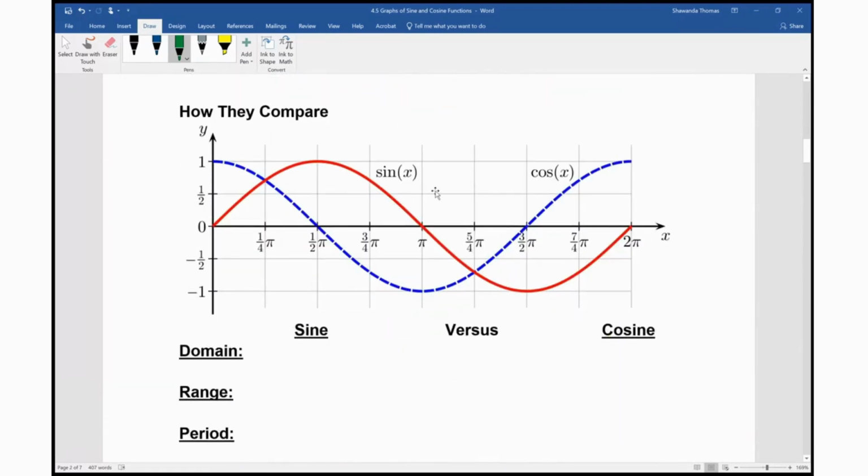So I found a graph that had both on them at the same time. Which one is sine, the red or the blue graph? Red. Okay. So y'all can get to see the difference between the two. And again, it goes on forever. Make sure y'all know that. It doesn't stop.